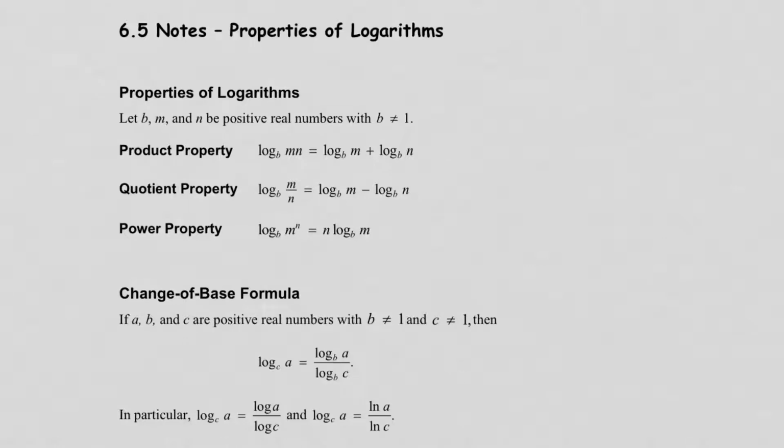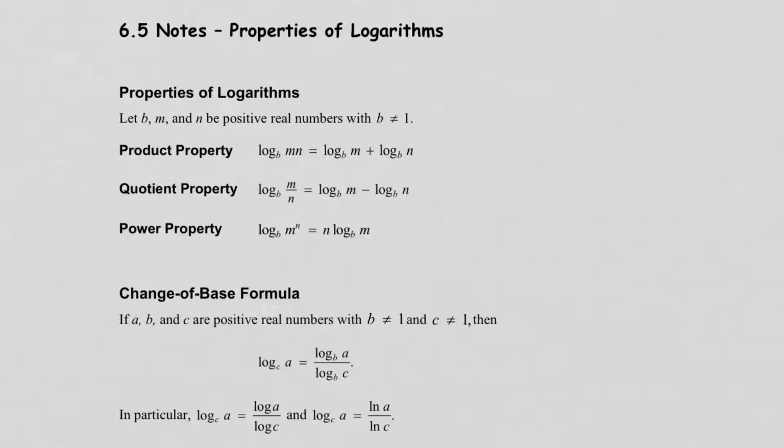So that just says log base b of m times n is the same thing as log base b of m plus log base b of n. And with the quotient property, if we see something is divided like that, we can expand it by writing it as a subtraction problem, or if we see the subtraction, we could condense it as writing it as division. So log base b of m divided by n is the same thing as log base b of m minus log base b of n.